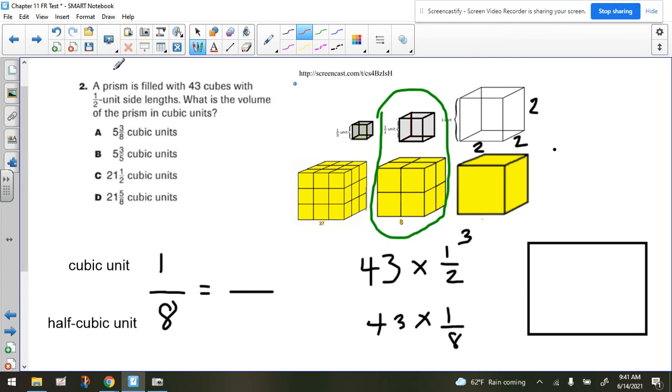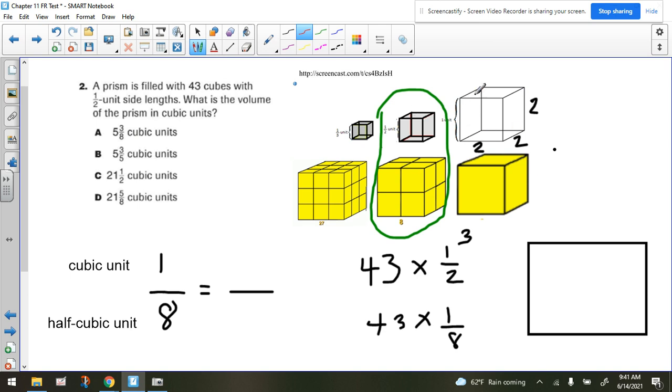We're looking at number 2. A prism is filled with 43 cubes with half-unit side lengths. What is the volume of the prism in cubic units? And we've talked about several different strategies that you can use to help yourself with these types of problems. But I want to remind you of the visual that might help you remember a few things.